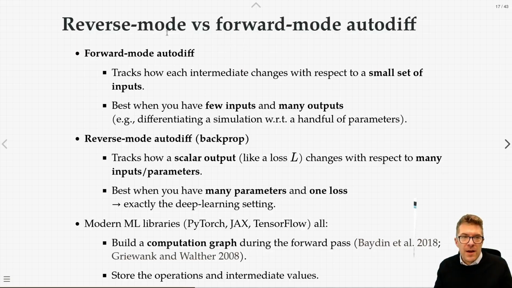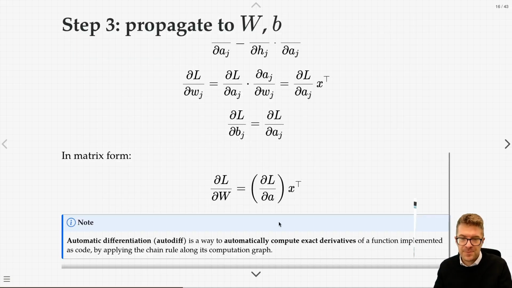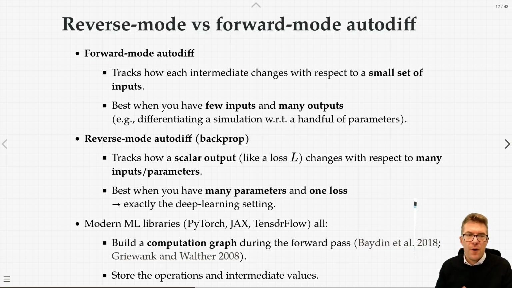So I want to mention briefly reverse mode versus forward mode autodiff. Forward mode autodiff basically tracks how each intermediate changes with respect to a small set of inputs. You'd use this when you have a few inputs or many outputs. Reverse mode autodiff, or backprop, tracks how scalar outputs, like a loss, change with respect to many inputs or parameters. Reverse mode autodiff is what we're normally doing in neural network training. This is very good if you have many parameters, like we have in neural networks, and one loss.